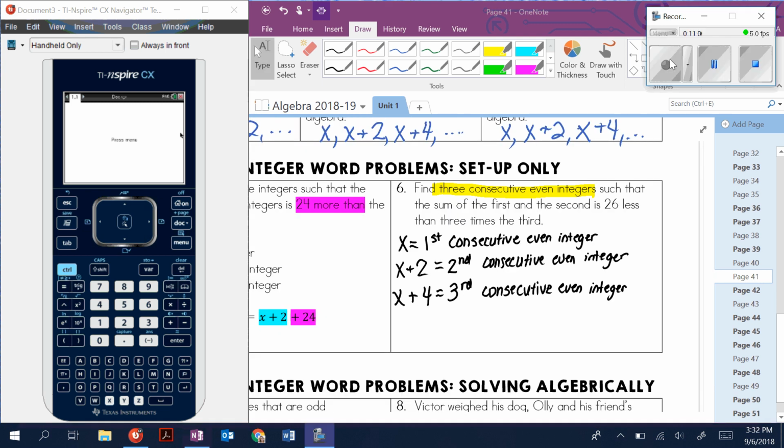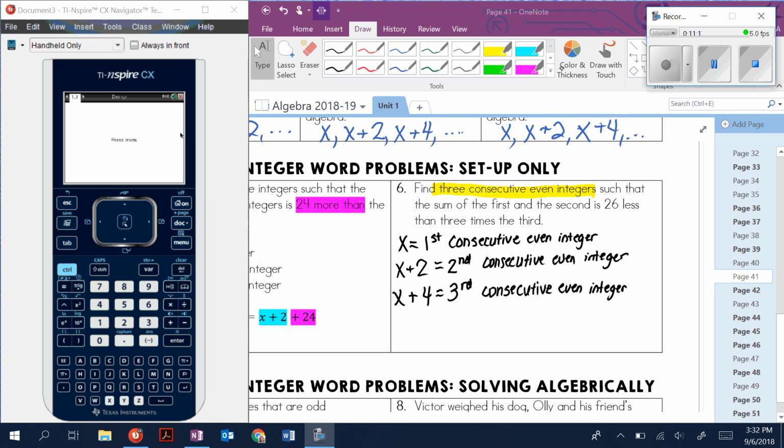Okay, and of course we need to be thorough, so let's label. You might want to pause the video if you need a minute to write vigorously, because I took a minute to write all that stuff down. So the first consecutive even integer, second consecutive even integer, and third consecutive even integer.